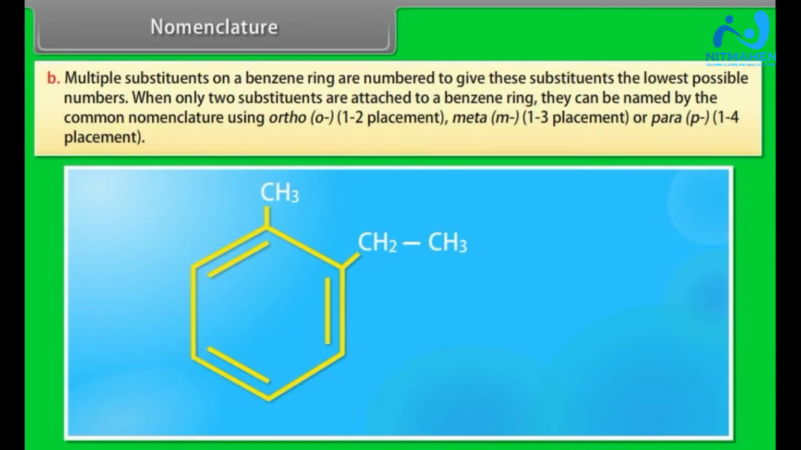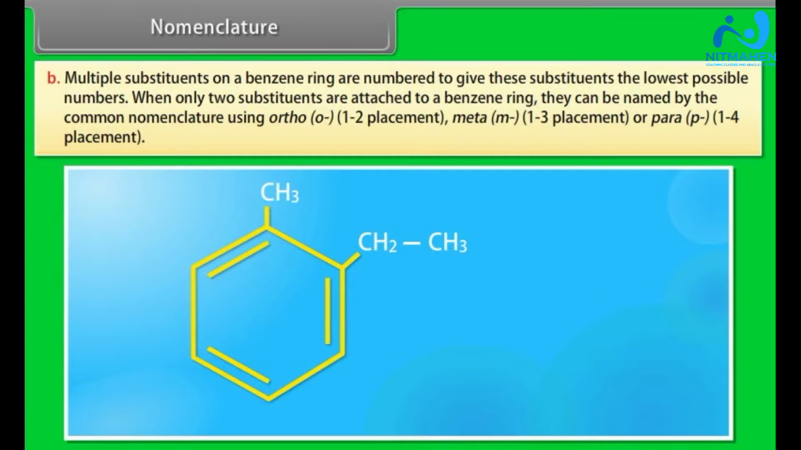B. Multiple substituents on a benzene ring are numbered to give these substituents the lowest possible numbers. When only 2 substituents are attached to a benzene ring, they can be named by the common nomenclature using ortho, o-, 1 to 2 placement, meta, m-, 1 to 3 placement, or para, p-, 1 to 4 placement.